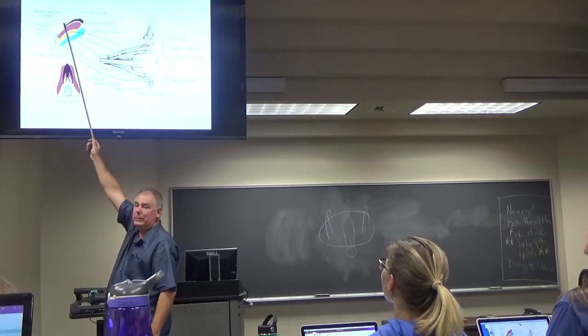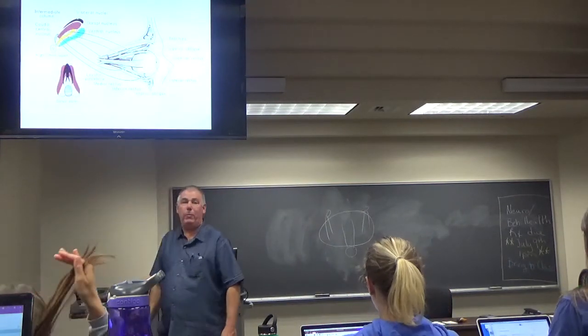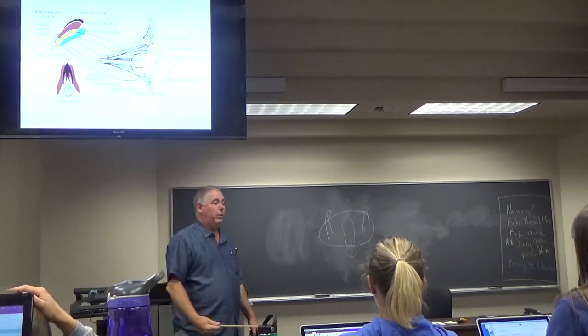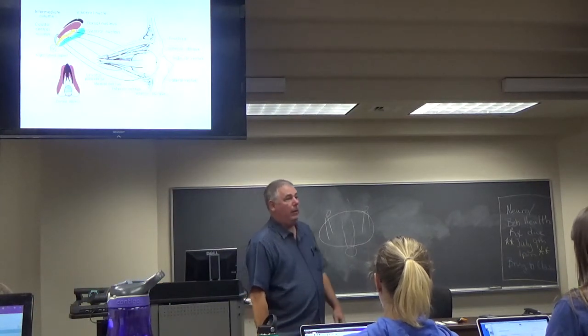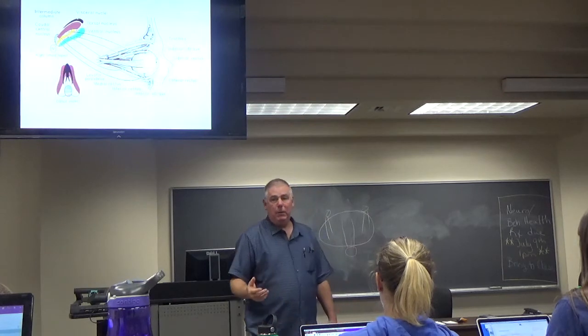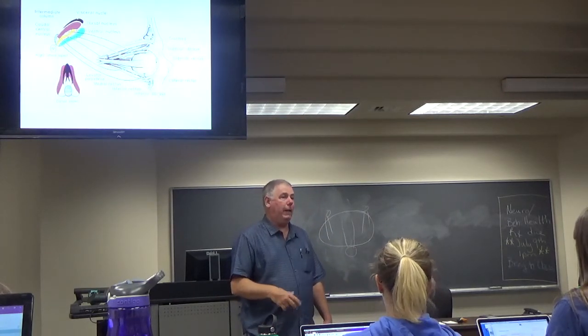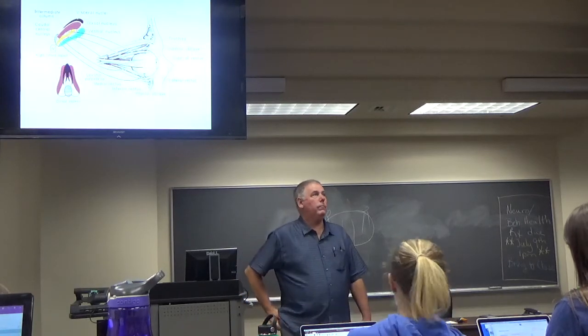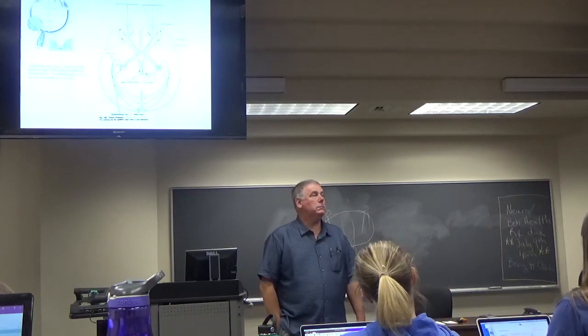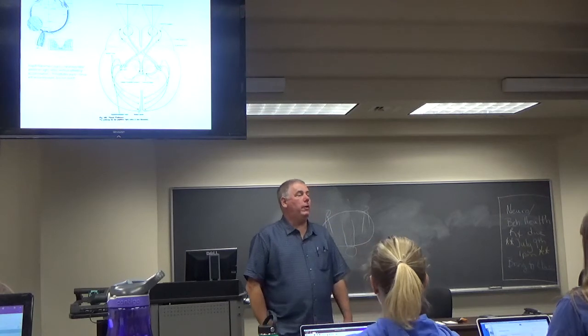You don't need to memorize these nuclei. What you need to know is that the third nerve is in the mesencephalon, and it innervates everything else besides the superior oblique and the lateral rectus. Third nerve is kind of interesting.